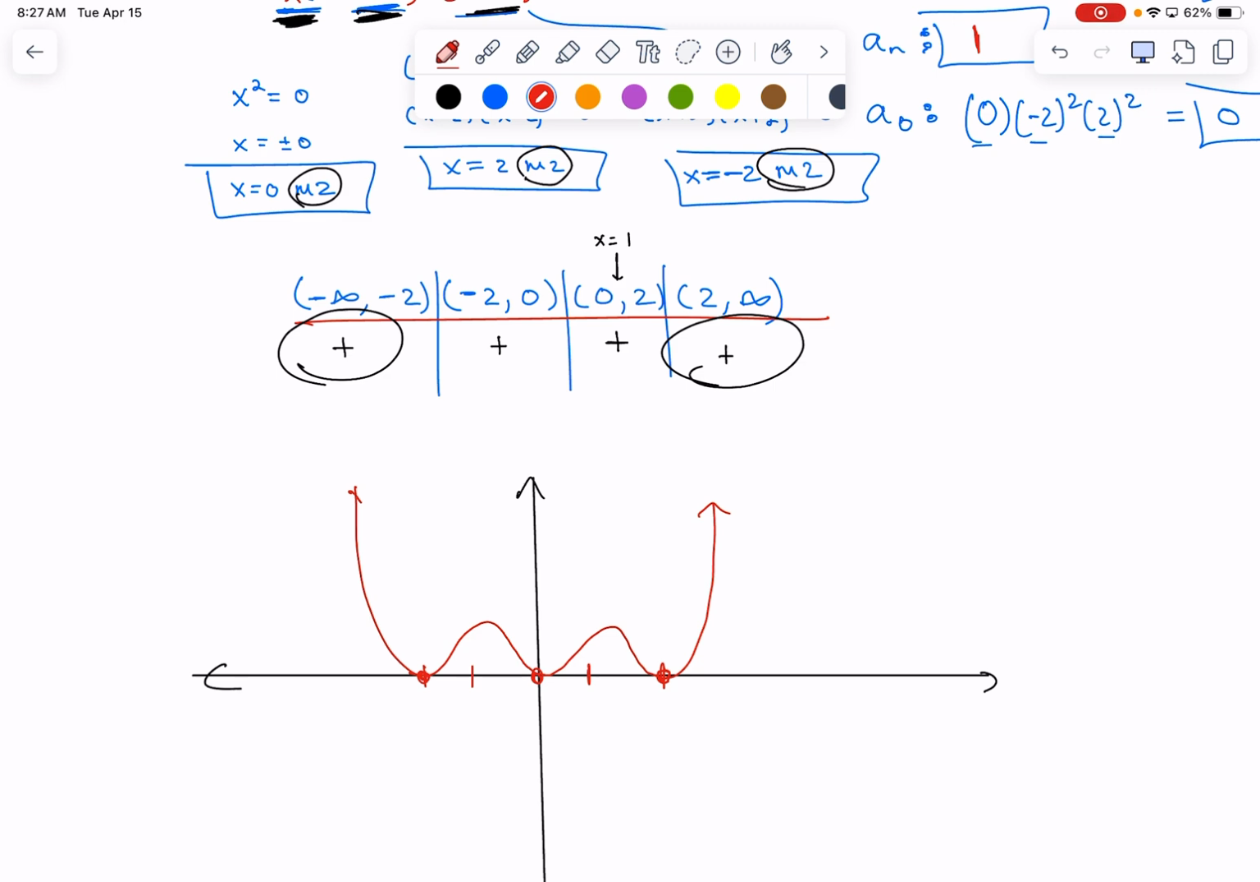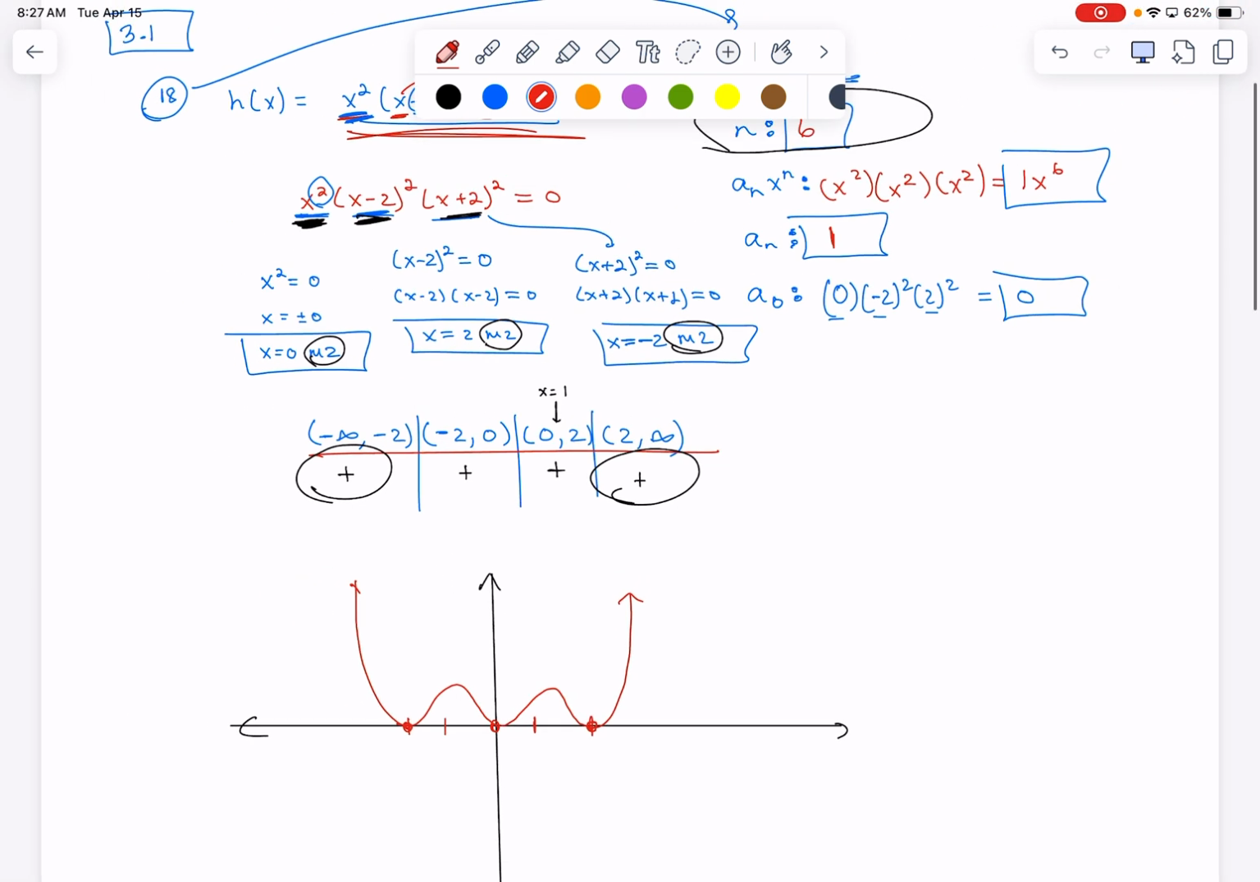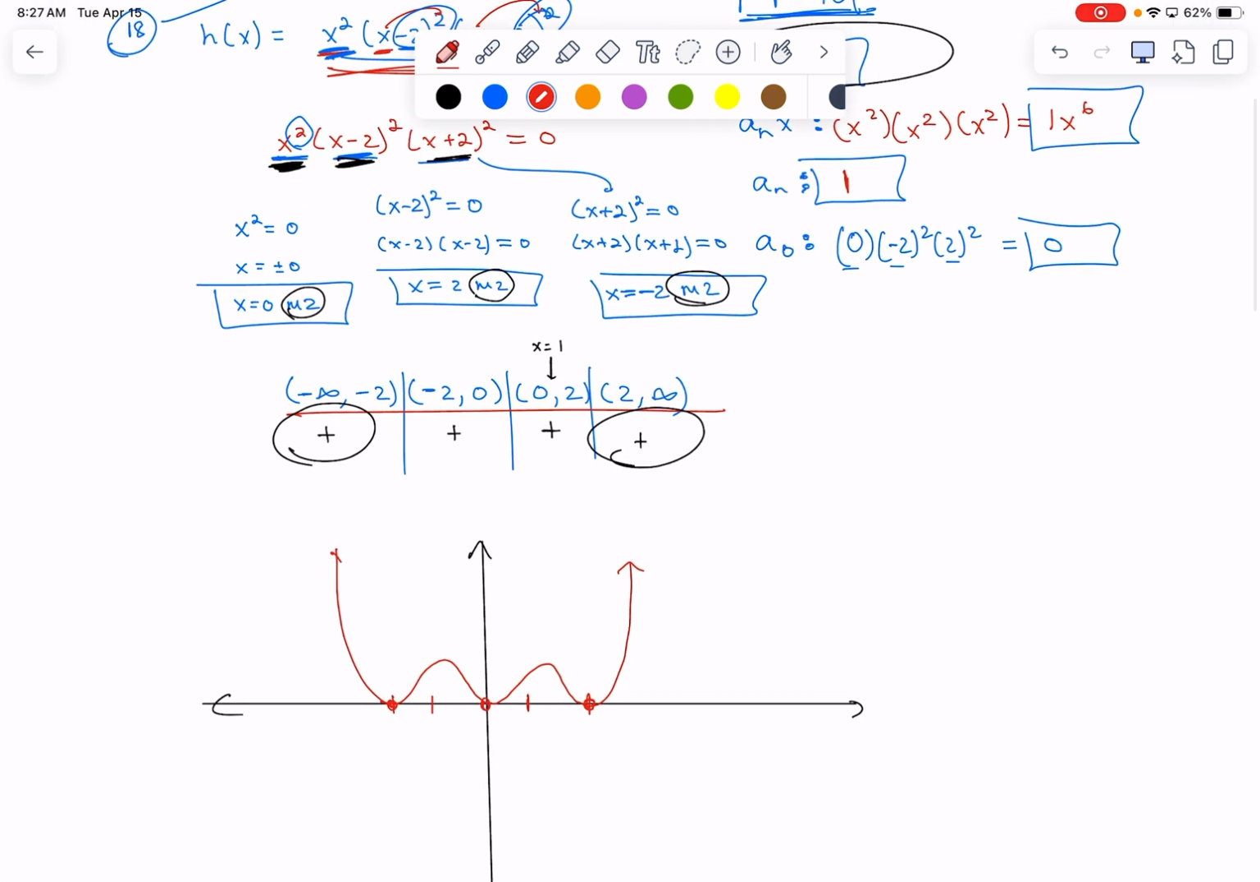Any questions? Wait, Morris, how do you know how high? You don't know how high and low it goes. You get to make that up. So it doesn't matter if it's super duper tall or super short.